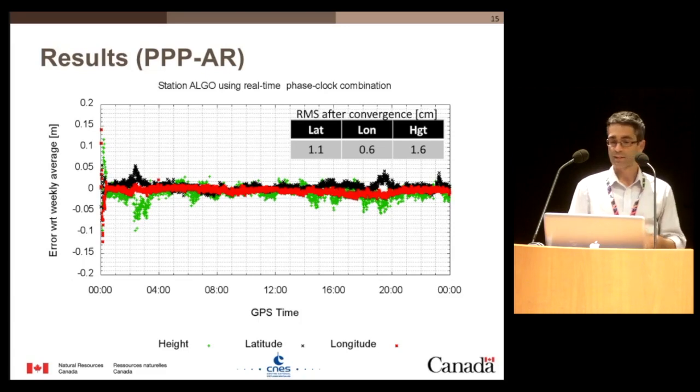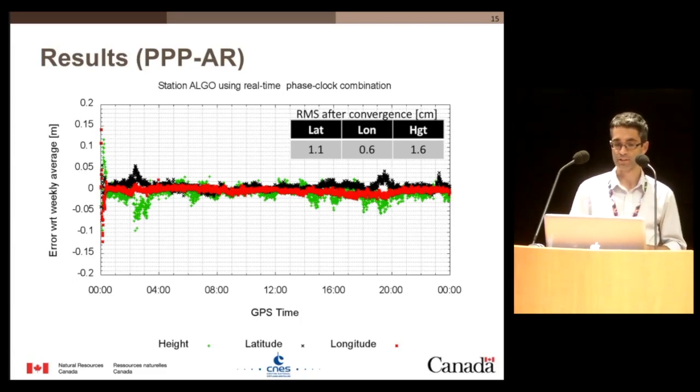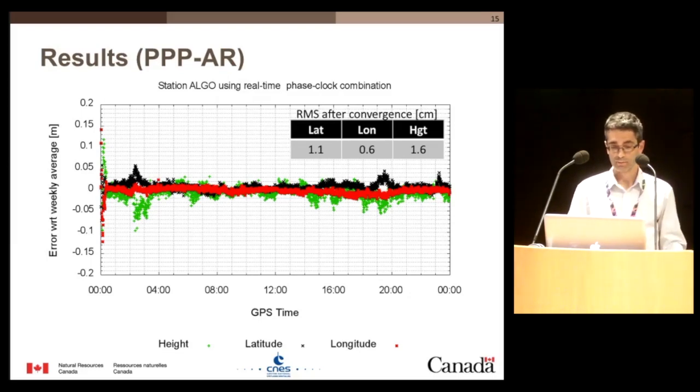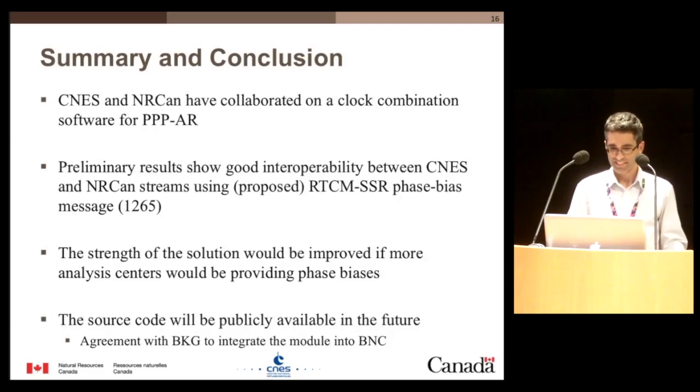If we don't reset the ambiguities every hour, we get the full 24 hours of data. And we see here the RMS after convergence is 1.1 centimeter in latitude, 6 millimeters in longitude, and 1.6 centimeters in height. And that's quite representative of a real-time PPP-AR solution for GPS only, sorry. Yeah, you don't want to throw GLONASS in there.